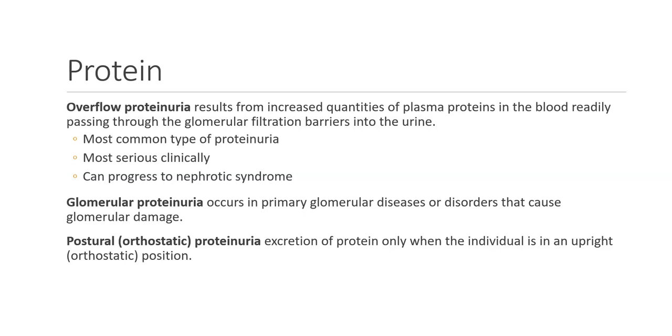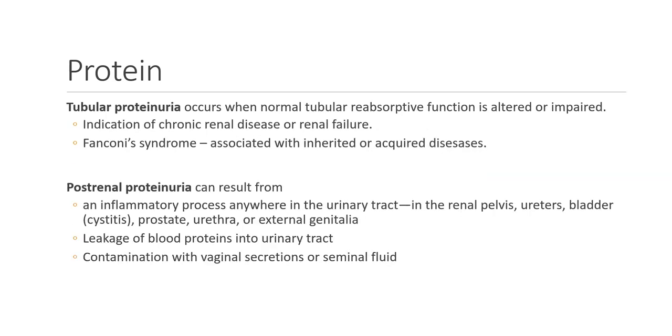Glomerular proteinuria occurs in the primary glomerular diseases or disorders that cause glomerular damage. Postural, also known as orthostatic proteinuria, is really weird. It's excretion of protein only when the individual is in an upright orthostatic position. Tubular proteinuria occurs when normal tubular reabsorptive function is altered or impaired. This is an indication of a chronic renal disease or the beginnings of renal failure. Fanconi's syndrome is associated with inherited or acquired diseases where tubular proteinuria will occur.